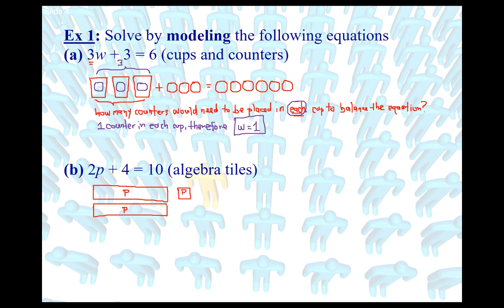So 1, 2, 3, 4. And then on the right-hand side, we also have a positive constant of 10. That's going to be 10 of these red squares. So we have 1, 2, 3, 4, 5, 6, 7, 8, 9, and 10.